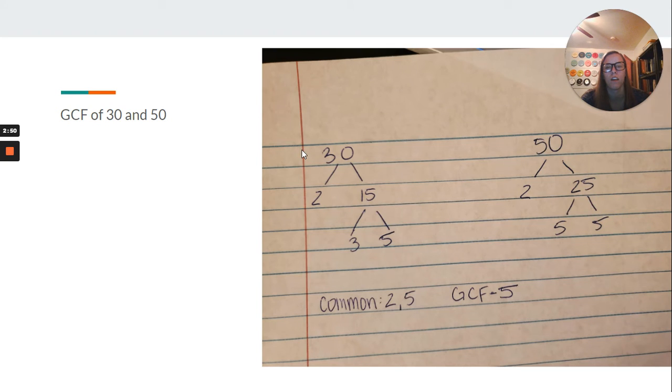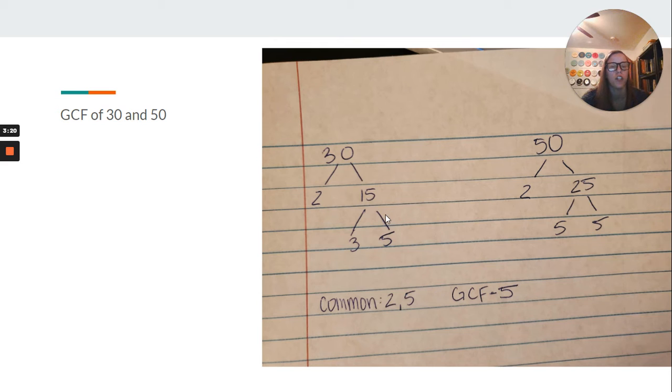Okay? So another way to figure out greatest common factor is to use what I call factor trees. Your book called them something different, but that's okay because we're not looking at the book. So factor trees. You usually start with 2. So 30, 2 times 15 is 30. And then to break 15 down, we have 3 times 5. In 50, 2 times 25 is 50. Break down 25, you get 5 and 5.